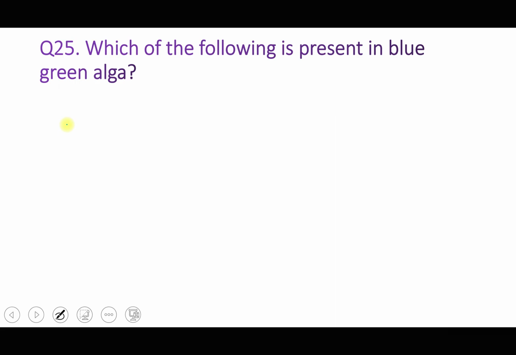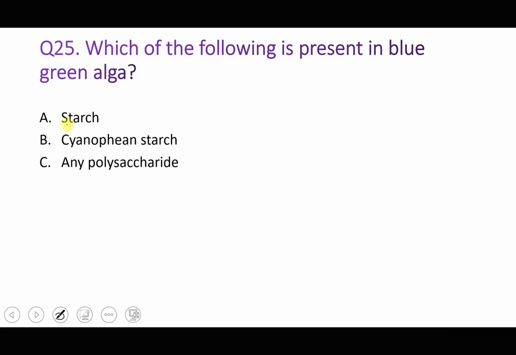Question 25. Which of the following is present in blue-green algae? A, starch; B, Cyanophycean starch; C, an polysaccharide; D, Floridean starch. We know that blue-green algae is called cyanobacteria and the reserve material is Cyanophycean starch. So the option B is correct.